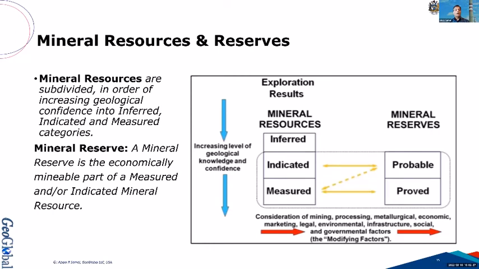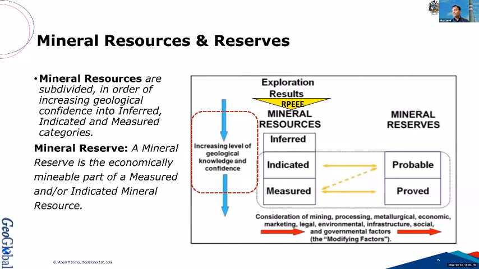I'm not going to go into too much detail about the definitions. However, just to know that there are three different types of resources. On the left-hand side of that diagram, that's Figure 1, any reporting code that you take, including SAMREC, the resources go from inferred to measured, with increasing level of knowledge or confidence. However, there's also exploration results we can report. To go from exploration results to resources, one has to go through the criteria for reasonable prospects for eventual economic extraction. I just put RPEEE there.